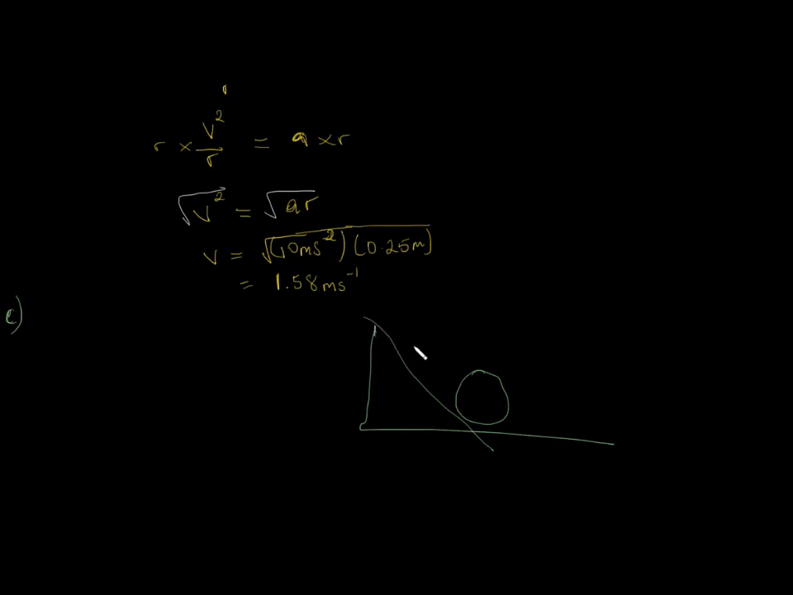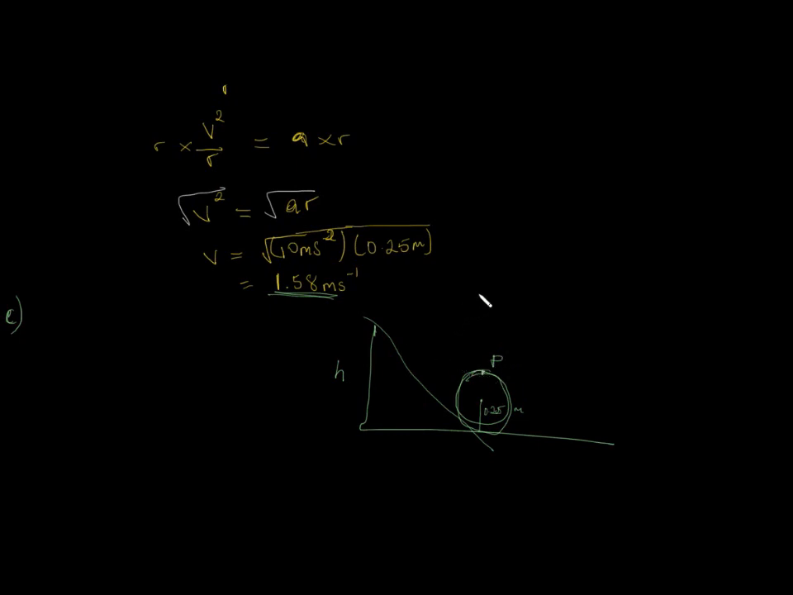Alright, now we have a height here, and let me just draw this properly. So that's our circle or our loop, and we're given that the radius, which is the distance from the center to any point on the circle, is 0.25 meters. That's the radius. So we realize that we just found the speed at point P to be 1.58 meters per second.